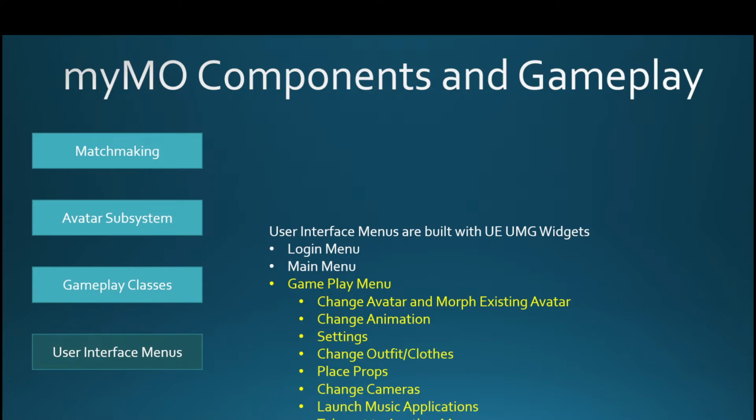The game menu is the one that's on the right-hand side. With that, you can change your avatar. You can morph your existing avatar, change the way it looks. You can change the animation it's using. There's a bunch of settings you can change, and those are the normal game settings for things like which microphone to use, what the level of the volume is, the normal kinds of settings that you would have with the game.